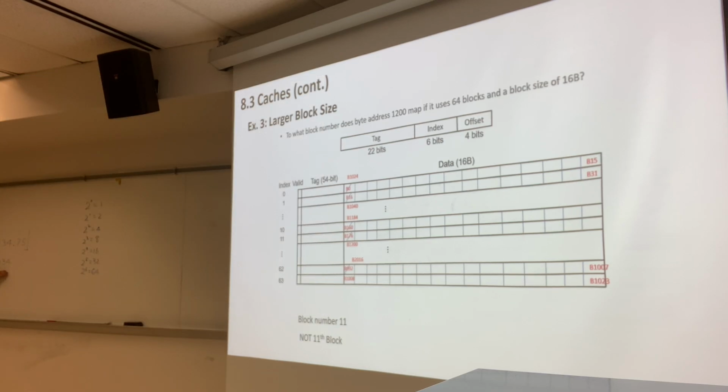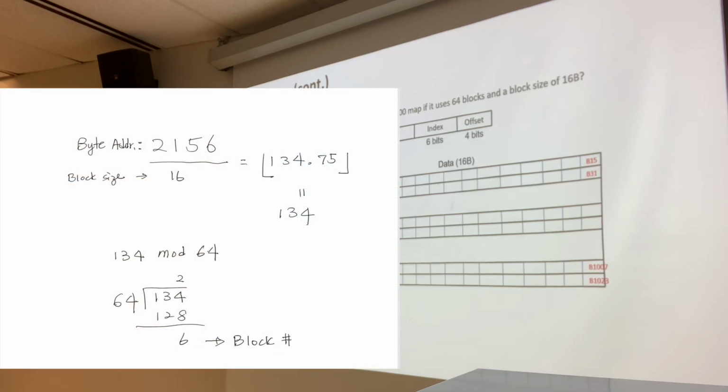However, we have only 64 blocks. So we need to do 134 mod 64. 134 divided by 64, I can fit 2, which is 128. The remainder is what? 6. That means it's block 6.